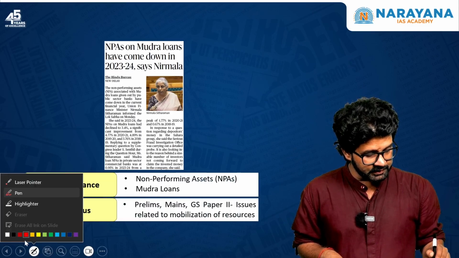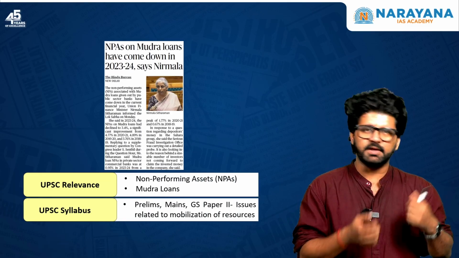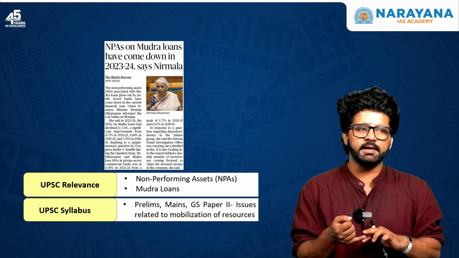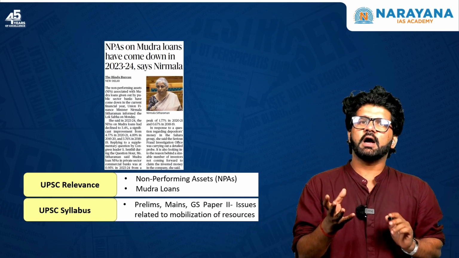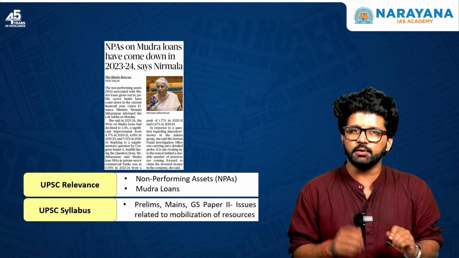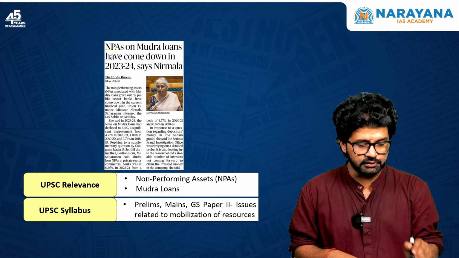If we talk about the second article of the day, here there are certain terms in this article. Not all articles are as exhaustive as the previous article on the India-Bangladesh relationship, which was more about what India should do right now and what example India can learn from Nepal 2006. This article is more about the terms, like NPAs on Mudra loans have come down in 23-24, says Nirmala Sitharaman. Here the keywords are NPAs, non-performing assets.